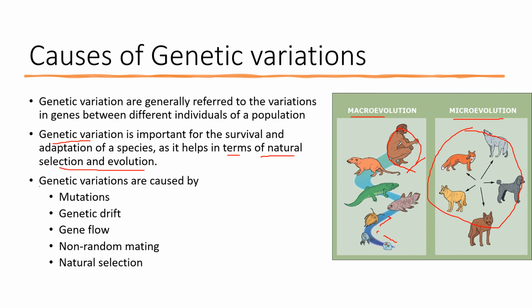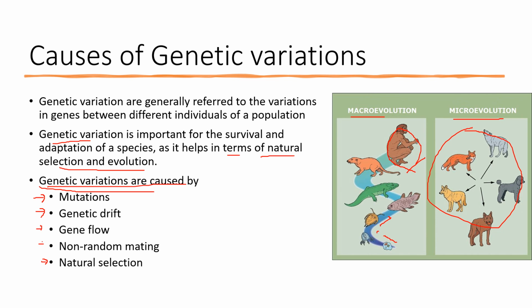Genetic variations are caused by mutation, genetic drift, gene flow, non-random mating, and natural selection. These are the causes of genetic variation.